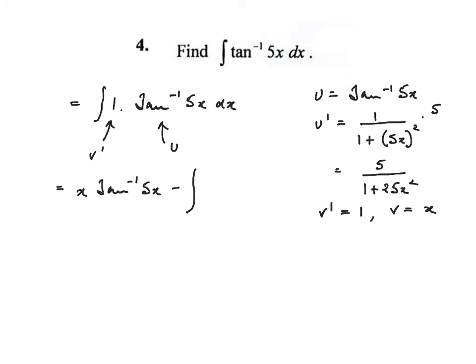So v times u dash is 5x over 1 plus 25x squared. Now what we are going to do is to modify the top line. If I differentiate 1 plus 25x squared, I get 50x. So I'm going to multiply the top line by 10 and at the same time divide by 10 outside the integral.